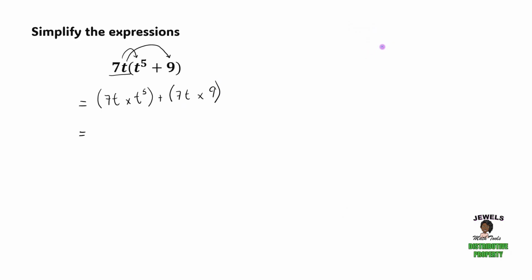And in our first bracket, we had our 7t being multiplied to our t to the fifth. And in this part of our question, we will be applying our rules for exponents. So remember that our 7t means that 7 is being multiplied to t, which is also being multiplied to our t to the fifth. And remember that our laws for exponents tells us that if a term is written by itself, it has an exponent of 1.